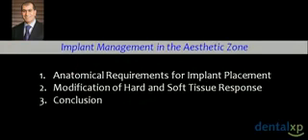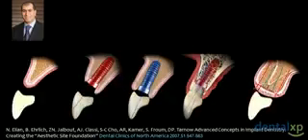So in order for us to focus on the management of the implant in the aesthetic zone, we have to look at the anatomical requirement for implant placement. We are also going to look at the modification of hard and soft tissue response, and then I will share with you some conclusions. So let's take a look at the anatomic requirement for placing an implant. We must always start with a diagnostic wax-up for the ideal tooth dimension.